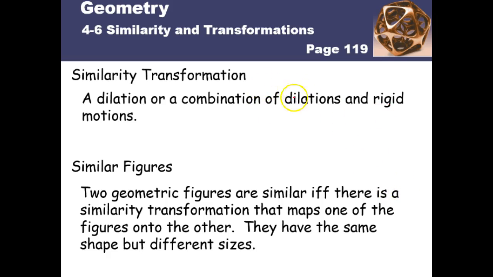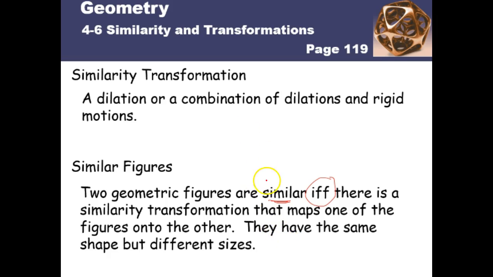Okay, so you guys should have written these down, and now we're on page 119 of your notebooks or your journals. So similarity transformation is a dilation or a combination of dilations and rigid motions. So we're going to either shrink or enlarge it in addition to either rotating it, translating it, or reflecting it. And two figures are similar if and only if, remember that is not misspelled, there is a similarity transformation that maps one of the figures onto the other.